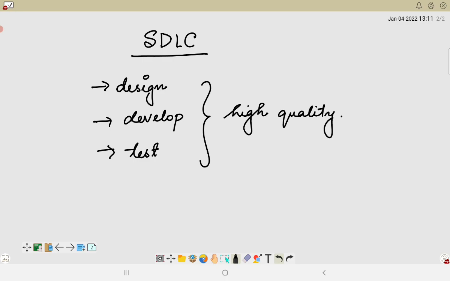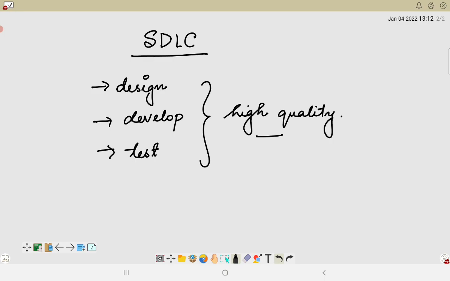Now, this design, development and testing of the software has to meet certain standards, which will lead to a high quality product. The SDLC aims to produce high quality software which meets or exceeds the customer expectations, reaches completion within time and also meets the cost estimates.